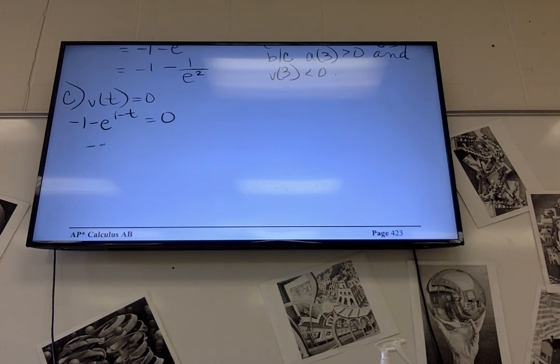So add 1 to both sides. Divide by -1. That's not possible. Yeah, e to a power is always going to be positive. Because e is an exponential function, it looks like that. So since this is not possible, then there is no change in direction.